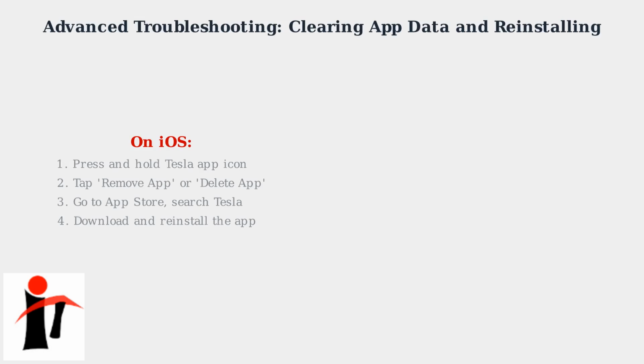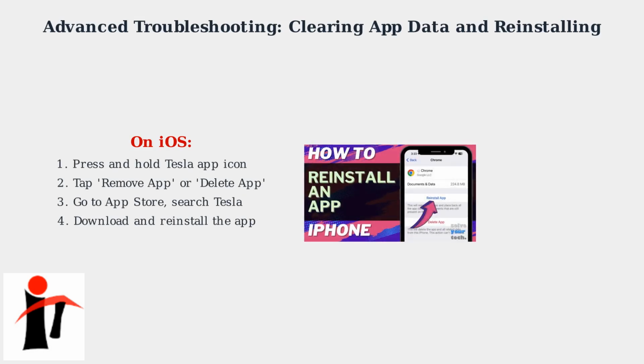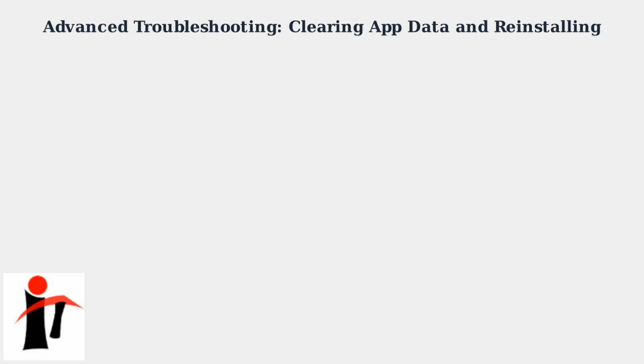For iOS devices, the process is different since Apple doesn't allow direct data clearing. You'll need to uninstall the app completely first. Press and hold the Tesla app icon until it jiggles, then tap the Remove or Delete option. Next, open the App Store, search for Tesla, and download the app again to reinstall it. After reinstalling the app on either platform, log back in with your Tesla account credentials and try accessing the restricted features. Check if the 406 error still appears. If it does, you may need to explore other solutions like using a VPN or contacting Tesla support.